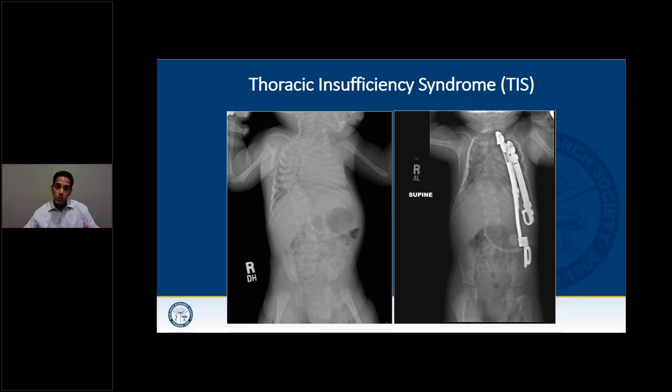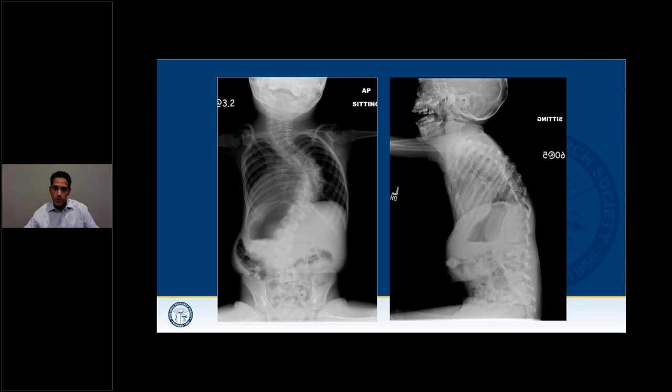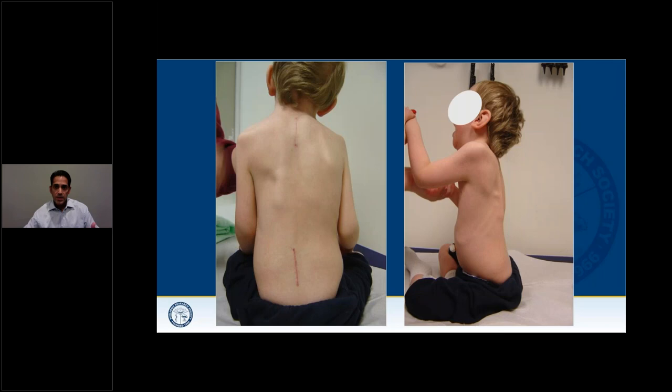This is a child who would go on to thoracic insufficiency syndrome if the Vector devices were not implanted, and you can see an increase in the lung field. This is another child with a hypotonic type of neuromuscular scoliosis, and you can see how nicely his trunk is expanded, and he can sit very nicely now that these devices are implanted. And again, this is on a case-by-case basis for some of the most challenging deformities.